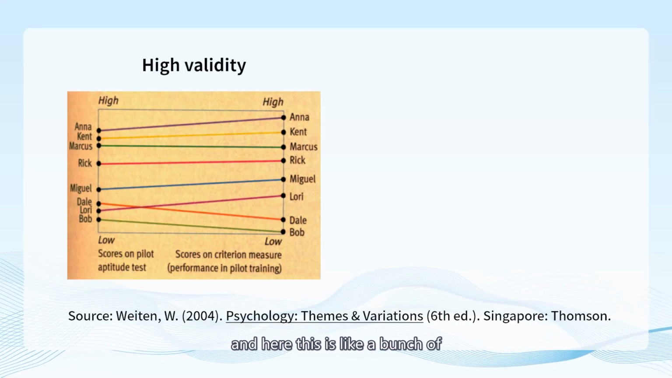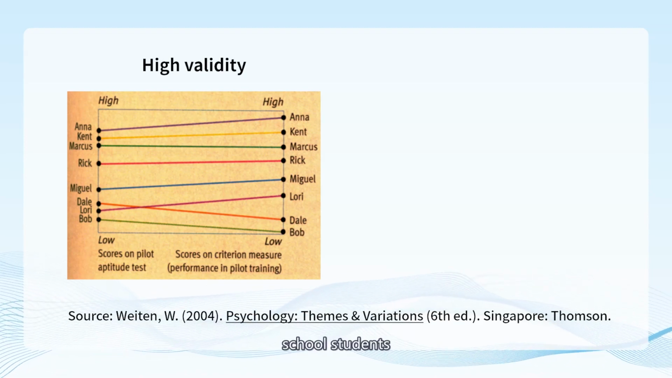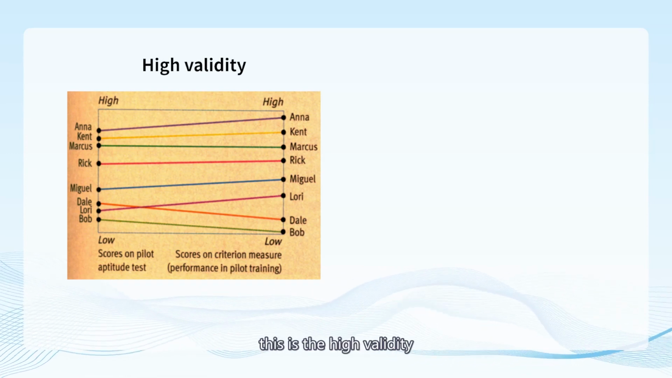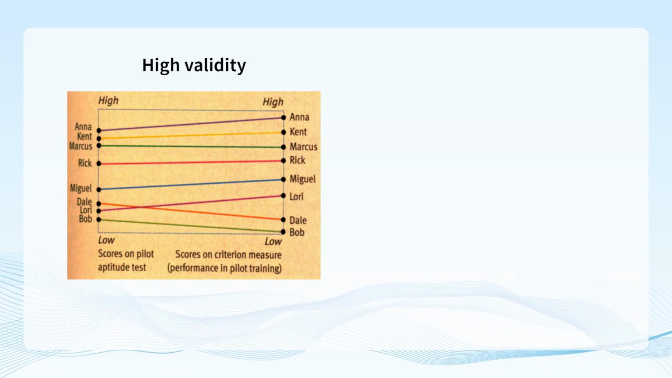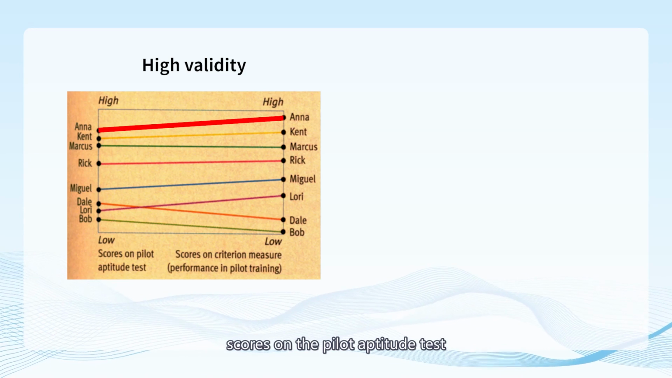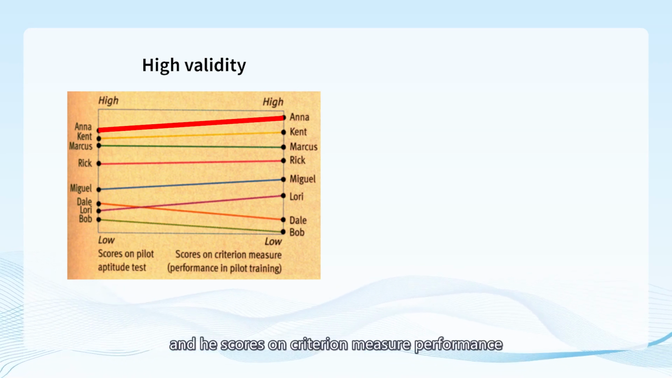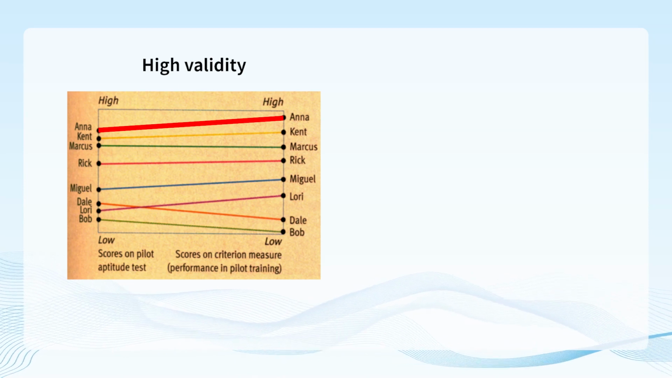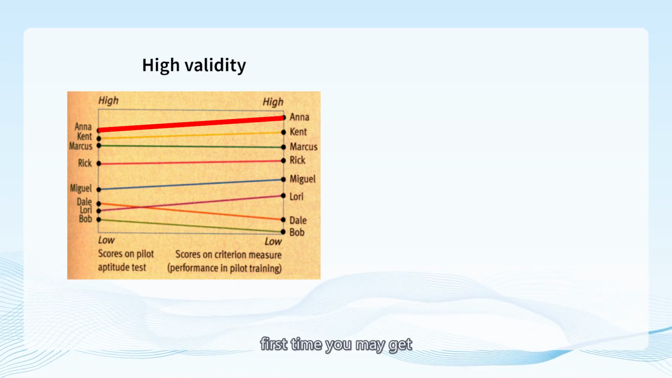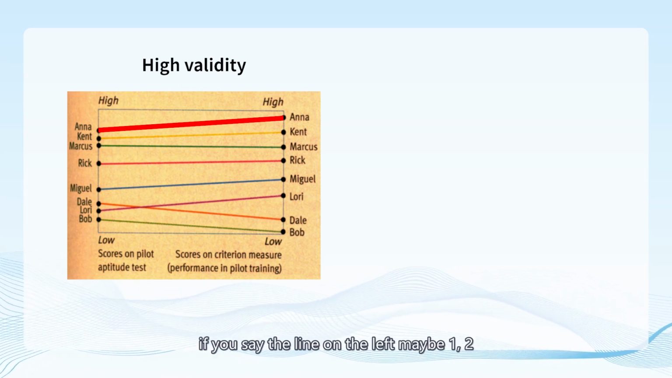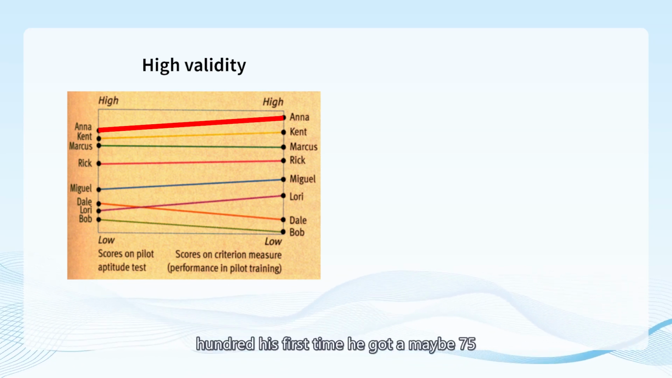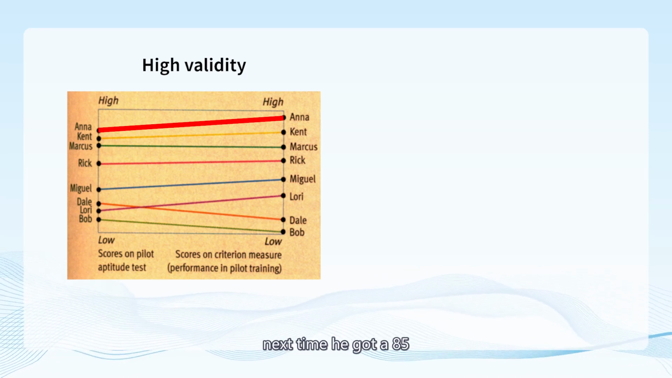Here is a bunch of school students. You can see the low validity and high validity. This is the high validity. You can see for Anna, his scores on the pilot aptitude test and his scores on the criterion measure, performance in pilot training, are very much similar. It did not vary. The first time, if you say the line on the left, maybe 1 to 100, you got maybe 75. Next time you got 85.